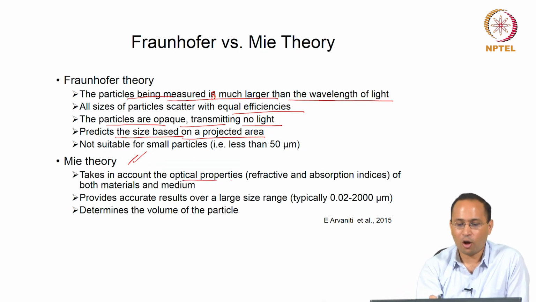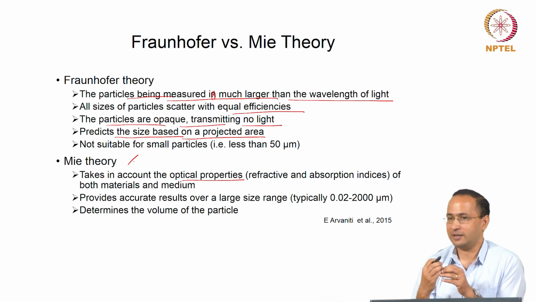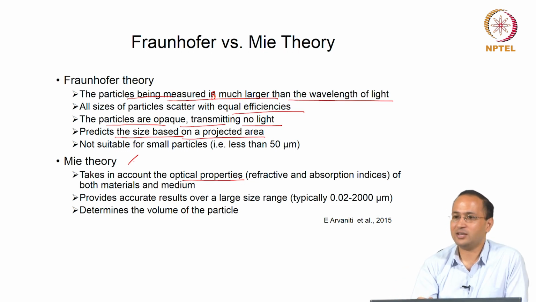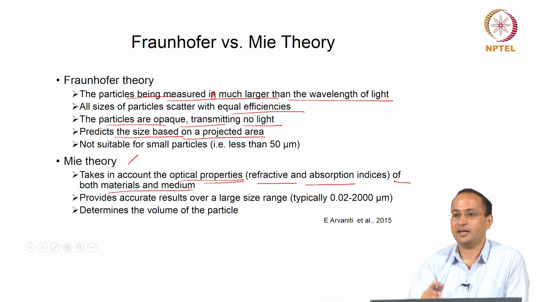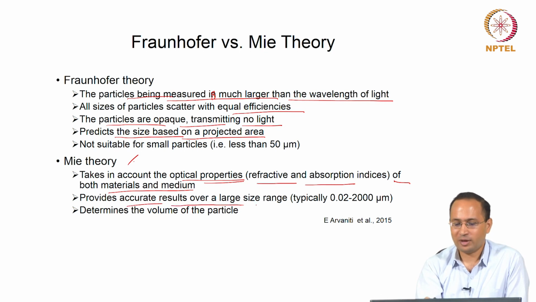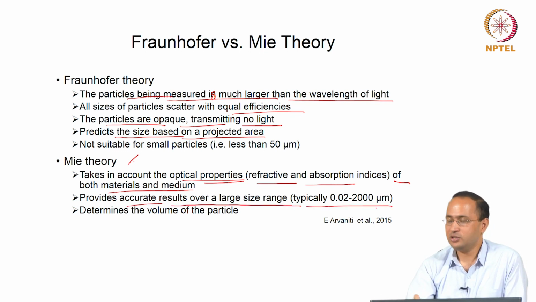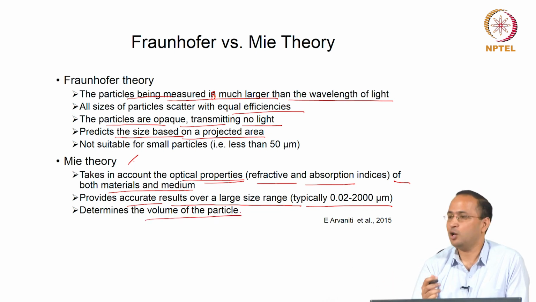So, it takes into account the optical properties. So, what happens when you have small particles, there will always be refraction, absorption, right. So, it takes into account all these things, right, optical properties. So, what is the refractive index, what is the absorption index of your particle, right, of both materials and medium, right. So, it takes into account this absorption, refraction, which is not taken into account in Fraunhofer theory, and provides accurate results over a large size range. So, you see 0.02 to 2000 micron it can cover, and it determines the volume of the particle.